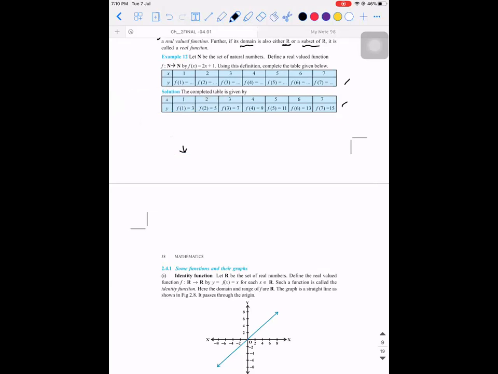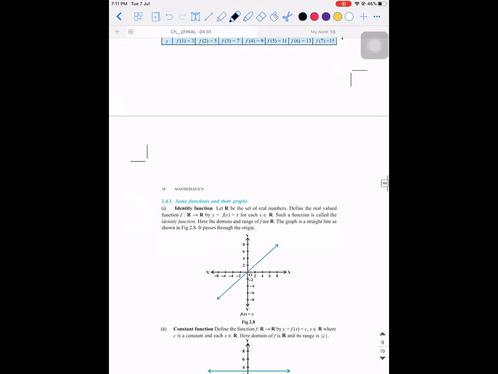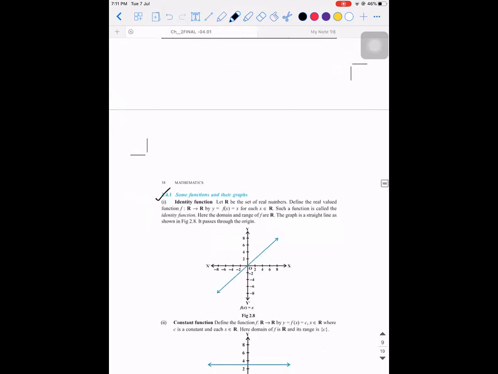Now, based on certain conditions and the expressions, there are different types of functions that are there in your syllabus. So this is also important: some functions and their graphs. So what are all the functions that you have? These are all real valued functions.